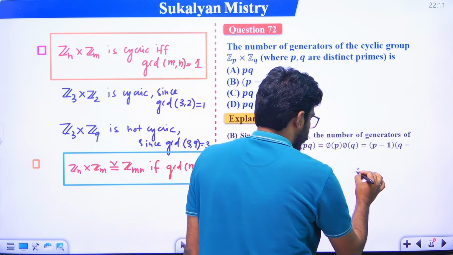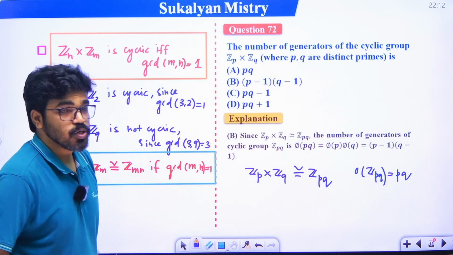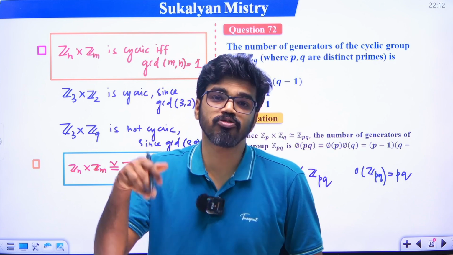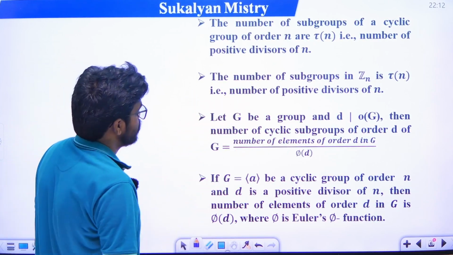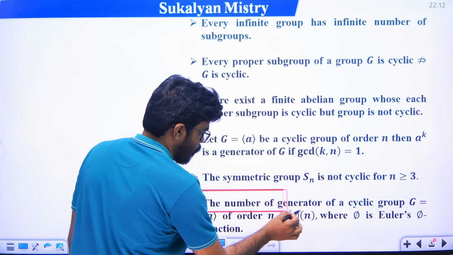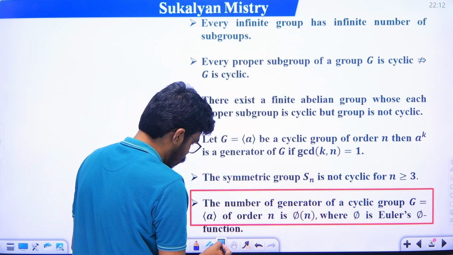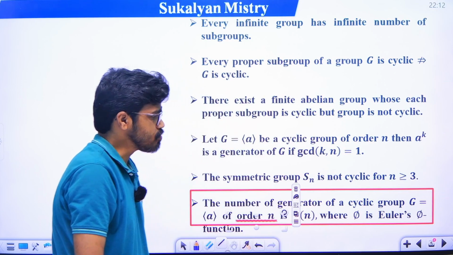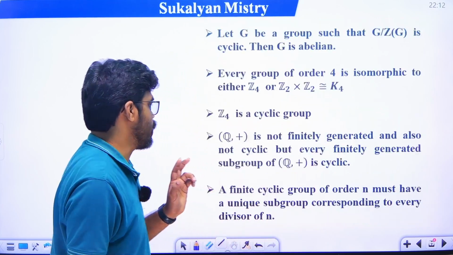What is the order of this group? The order of this group is pq. Now we know how to calculate the number of generators. The number of generators of a cyclic group is given by Euler's phi function. It is a very, very important result: the number of generators of a cyclic group G of order n is phi n. Suppose G is a cyclic group of order n, then the number of generators is phi n, where phi is the Euler's phi function.